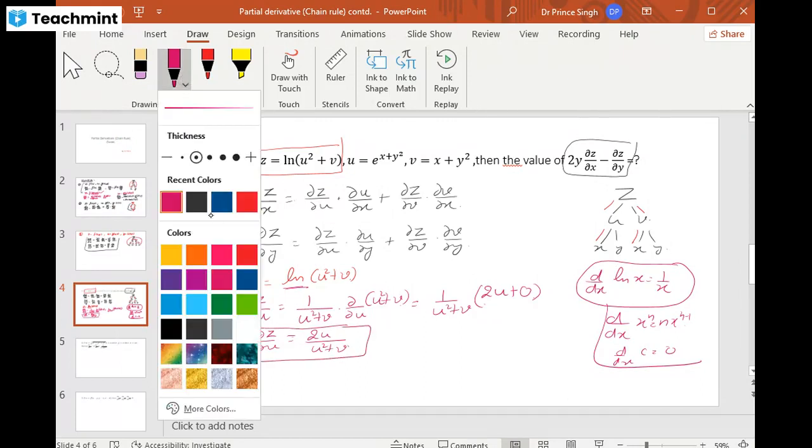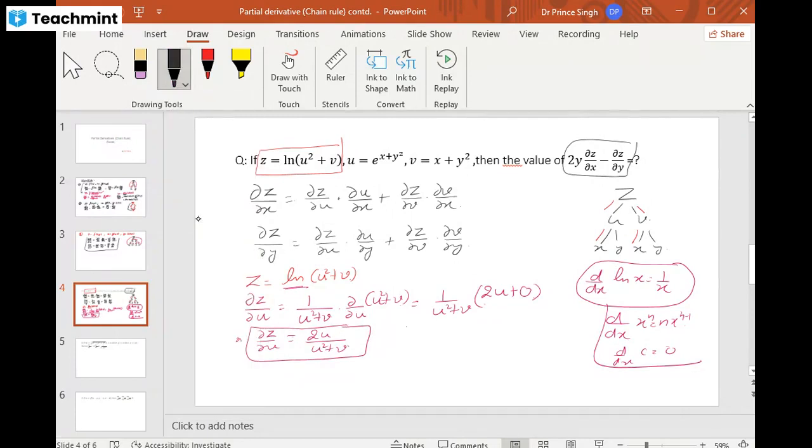Now we are going to calculate ∂z/∂v. Again we differentiate z with respect to v, which means firstly we need to differentiate the logarithmic function. Again, the derivative of log is the reciprocal of the variable, that is 1/(u²+v). But now we differentiate u²+v with respect to v, and again, the derivative with respect to v means we are treating u as a constant. So the derivative of u² is 0 and the derivative of v is 1. So it is 1/(u²+v) times (0+1), and its value comes out to be 1/(u²+v).